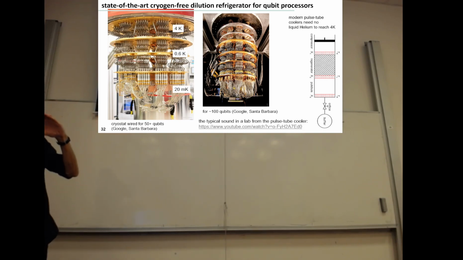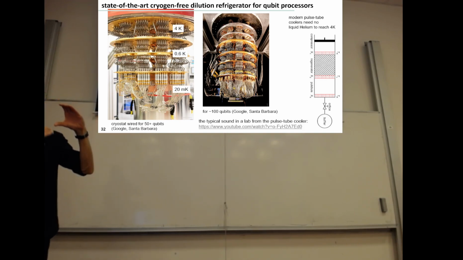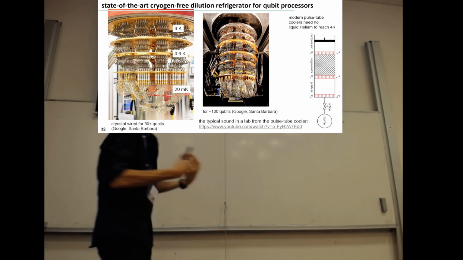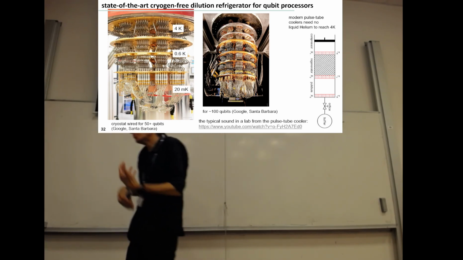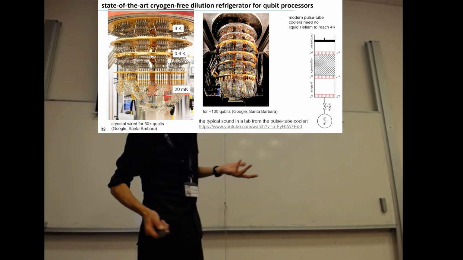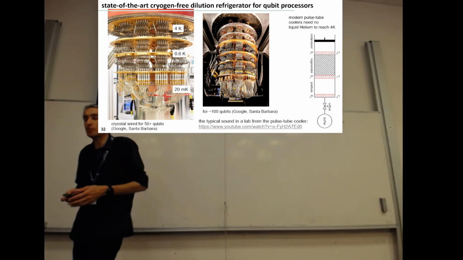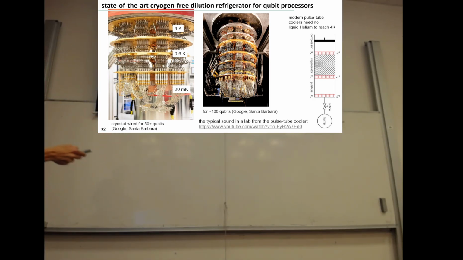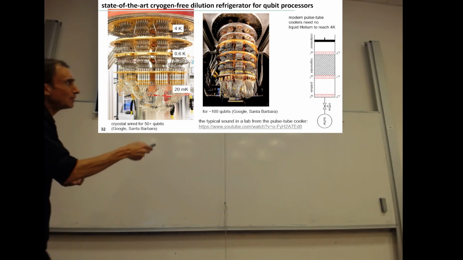Well, due to tunneling of this helium-3 into the helium-4 phase, you can absorb energy. And I don't want to go into detail. At the end, this allows you to cool it. But first, you need to go to 4 Kelvin. For this, we used to use liquid helium, and now we use these pulse tubes. And the pulse tube is basically just like a Stirling cooler.